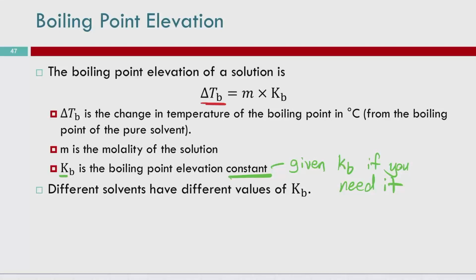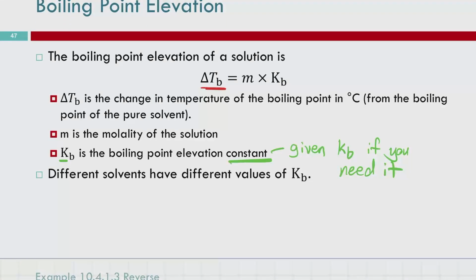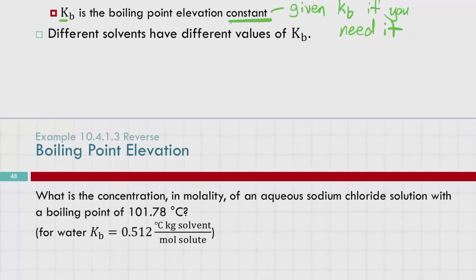So it's almost identical to our freezing point depression, but we've swapped out the F's and put in B's. So B's instead of F's. Otherwise, it's almost identical.